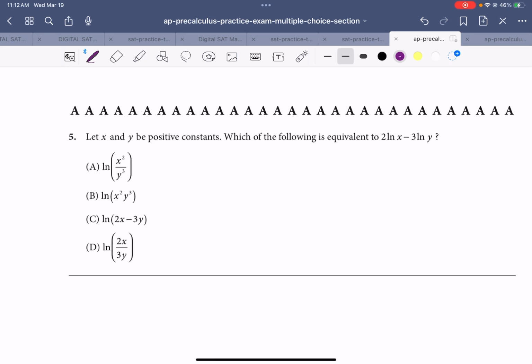Number 5, x and y are positive constants. Which of the following is equivalent to 2 ln x minus 3 ln y? So there are also a lot of rules you need to know for logarithms, but here I'm just going to talk about the ones you need. So first of all, let's say ln of x and you have a constant, then you can bring it up here, so ln x to a power. Okay, that's the first rule you need to know. And then the second rule: if it's ln or log, same thing basically, ln x minus ln y, then if it's a subtraction, it becomes ln of x over y. Of course, if it's a plus, then ln of xy like that. Okay, so we're going to use those two rules.